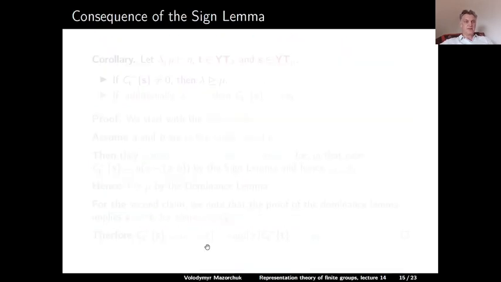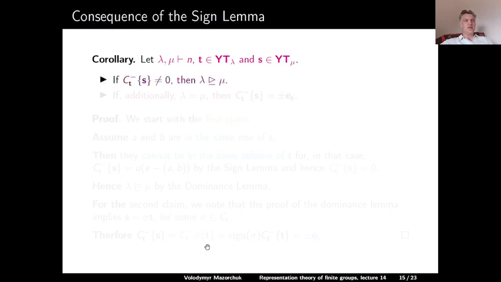The sign lemma has a number of consequences. So the first one is the following. Let lambda and mu be two partitions of n, T a Young tableau of shape lambda, and S a Young tableau of shape mu. Then, if the antisymmetrizer of the column stabilizer of T times the tabloid of S is non-zero, then lambda dominates mu. If additionally lambda is equal to mu, then C_T minus applied to S is the polytabloid of T up to sign.